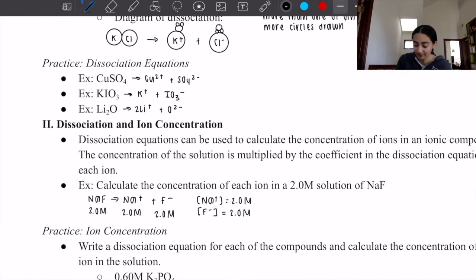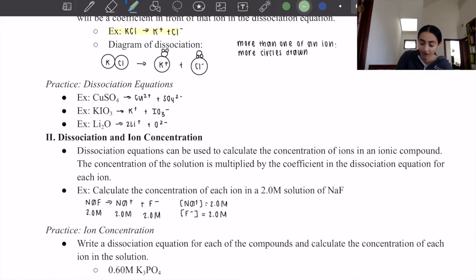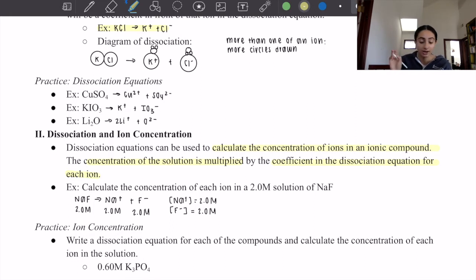Okay, so next we're going to talk about dissociation and ion concentration. So these dissociation equations do have a purpose. One, they show what actually happens when you dissociate an ionic compound in water, but they can also be used to calculate the concentration of ions in an ionic compound. And we do this by multiplying the concentration of the solution by the coefficient in the dissociation equation for each ion. So if we want to calculate the concentration of each ion in a 2.0 molarity solution of sodium fluoride, there's 1 sodium ion and 1 fluorine ion in that solution.